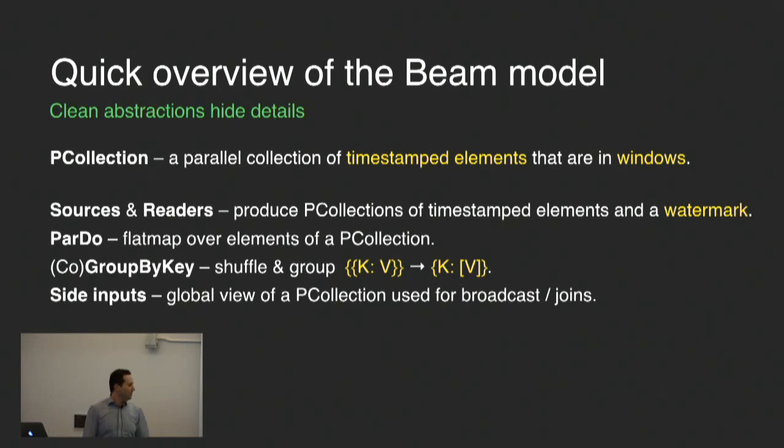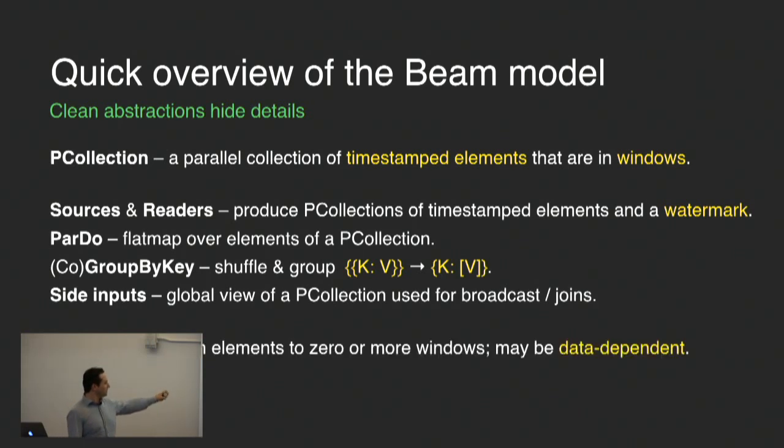Side inputs, this is another key primitive. This is how you can take a PCollection and get a global singleton view of the PCollection and then broadcast that to other stages in the pipeline. Somewhat akin to broadcast variables in Spark, but not quite. It's a little more typed and structured, and they're actually part of the graph in Beam.